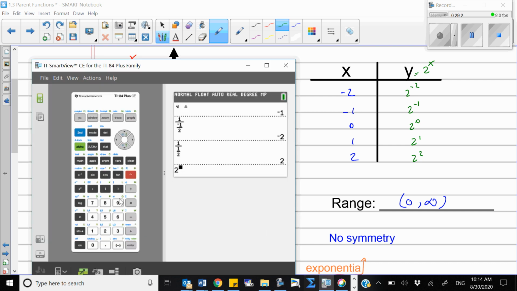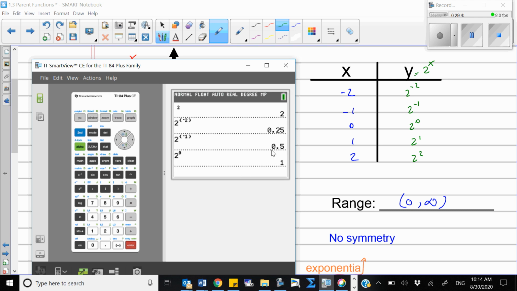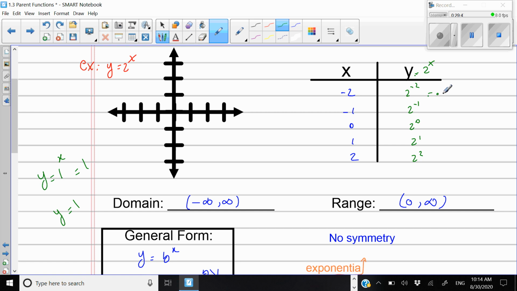What is 2 to the power of -2? It's 0.25. Then 2 to the power of -1. It's 0.5. 2 to the power of 0 is always 1. Anything to the power of 0 is always 1. So this was 0.25. This is 0.5. This is 1. 2 to the 1 is 2. And 2 to the 2 is 4.